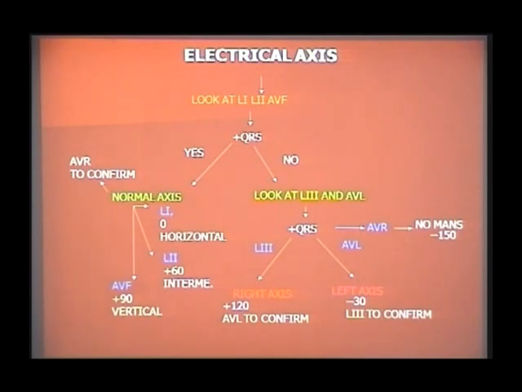If these 3 leads do not show the tallest positive QRS complex, look at L3 and AVL. If L3 shows the tallest positive QRS complex, it is right axis, 120 degrees. Look at AVL to confirm, and right ventricular hypertrophy is the commonest cause of right axis deviation. If AVL shows the tallest positive QRS complex, it is minus 30. Look at L3 to confirm, and left anterior fascicular block is the commonest cause of left axis deviation. Whereas if none of these 5 leads shows the tallest positive QRS complex, look at lead AVR, in which you have an indeterminate axis. The axis is minus 150 and cannot be determined. So this is, in a nutshell, the approach to axis calculation.